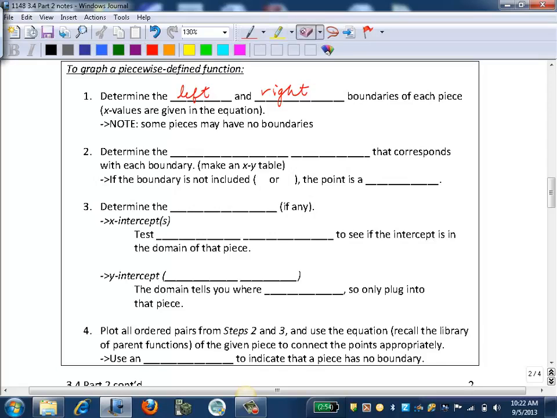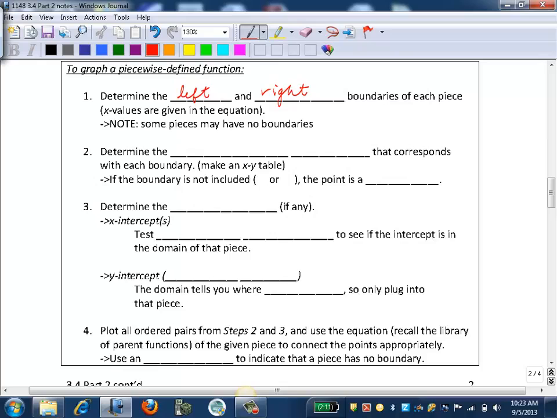Okay, so the first step, we want to determine the left and right boundaries of each piece. And we know that the x values of each piece are given in the equation. And we also want to note that some pieces may have no boundaries. If they have an infinite boundary, such as x greater than or equal to 1, that would go from 1 to infinity. So some pieces may have no boundaries, but that's important to note as well.